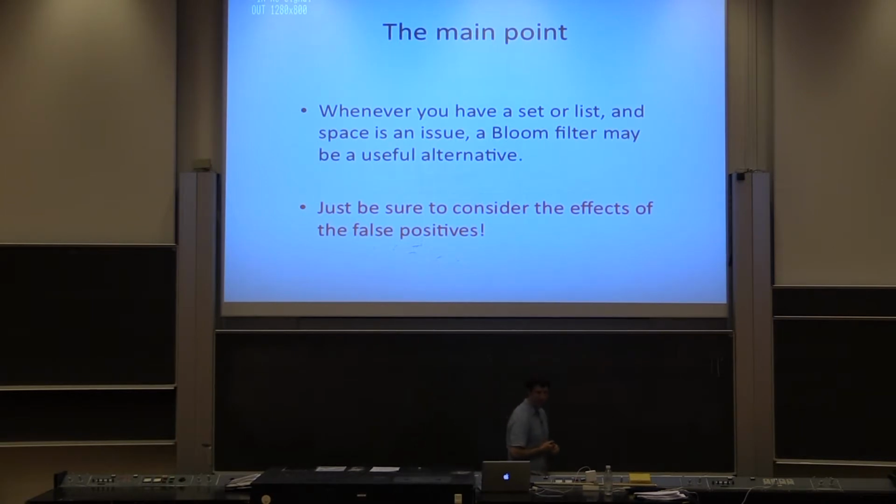So before going on to some of the many variations, the key point here is what you can think of as the Bloom filter principle: whenever you have a set or a list of items, and space is any sort of issue, then you should consider the Bloom filter as an alternative. You think, maybe I want to keep my set or my list as a Bloom filter. Okay, and the downside of this, again, is you're going to have false positives. So you just have to consider what's the effect of false positives going to be on my application. Can I handle a small fraction of false positives? And often the answer turns out to be yes.